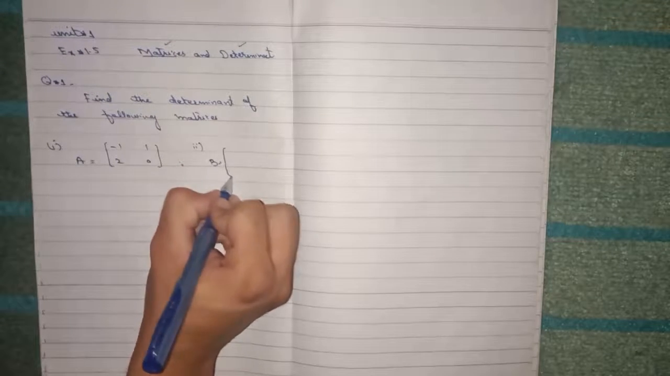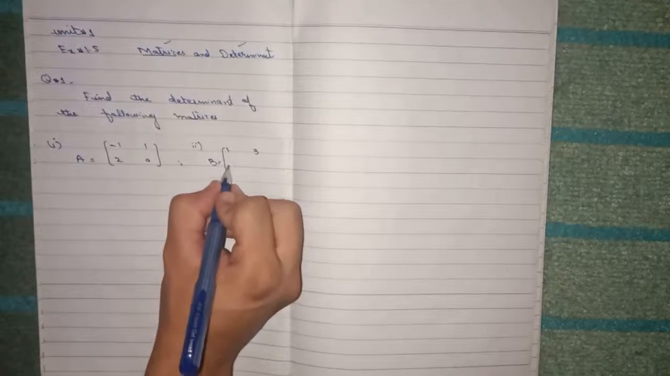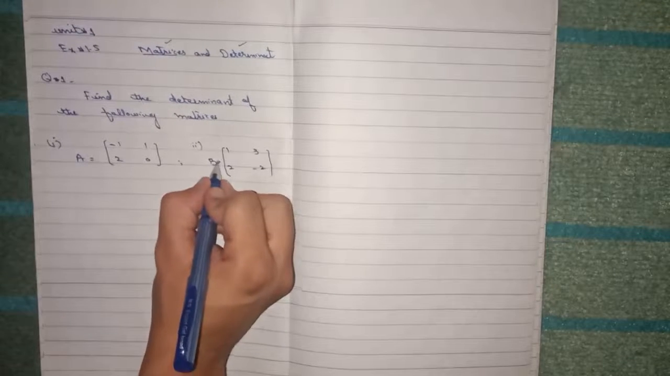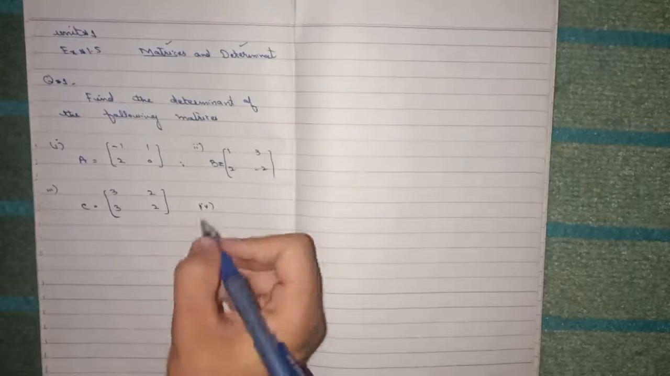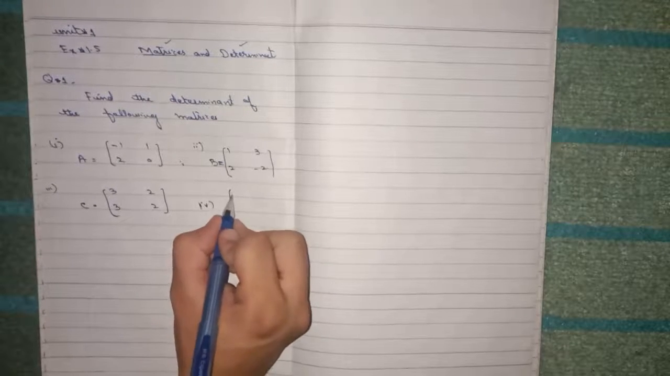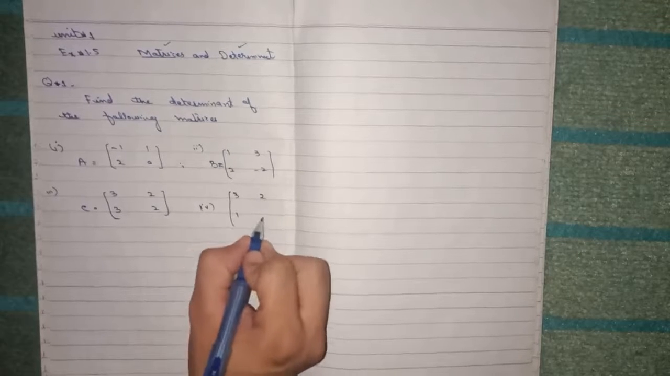Second part, we have matrix B: 1 3 2 -2. In the third part I have C matrix: 3 2 3 2. In the fourth part I have 3 2 1 and 4. Students, note this question. I will take and solve the second and third parts, and the first and fourth parts you will solve in the homework.